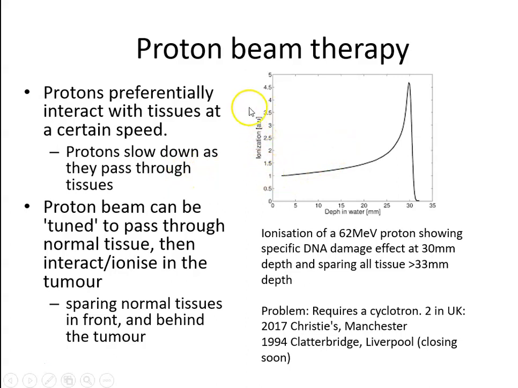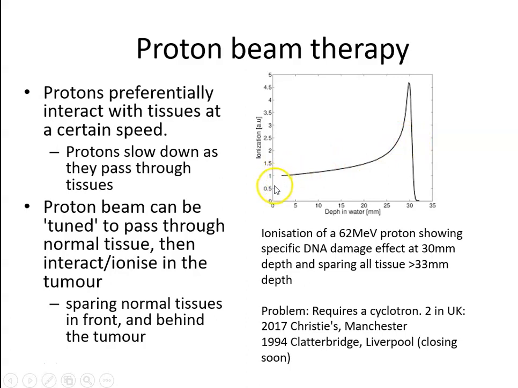And this shows the degree of ionization. So as they enter the body at a shallow depth, they don't really do too much damage, and then suddenly there's a sharp uptake of ionization at a specific peak, at this point exactly 30 millimeters of depth. So let's say 27 to 31 millimeters of depth are getting good effective irradiation.